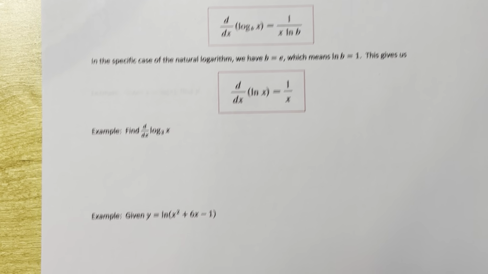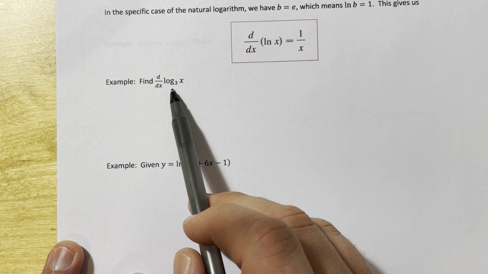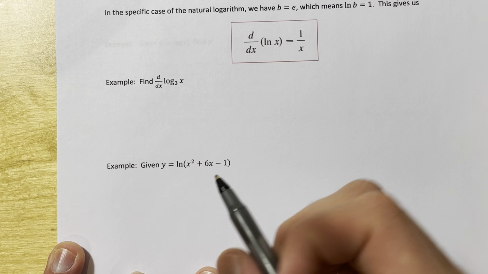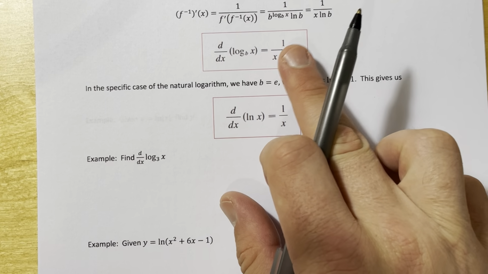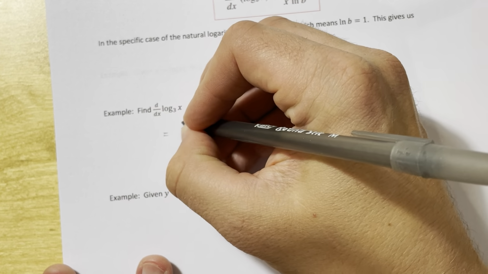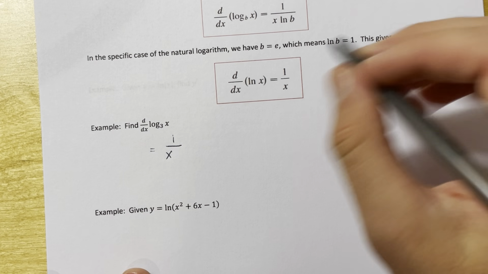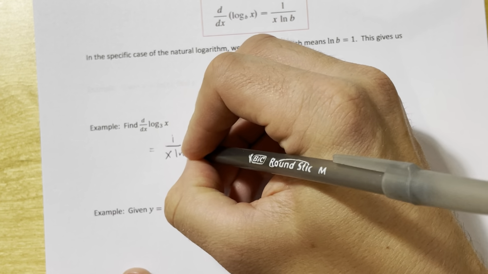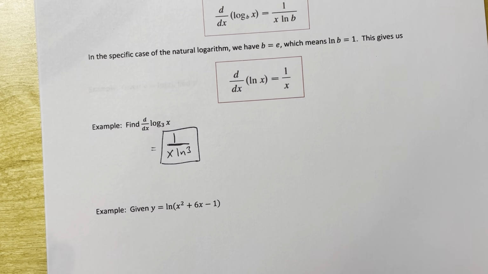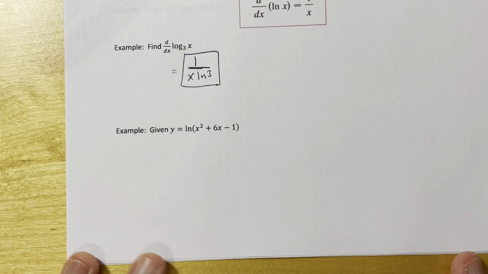Okay, let's do a couple of examples here. I'd like to find the derivative of the log base 3 of x. Okay, this is just a direct application of this formula. So that would equal 1 over x times the natural log of b, which in this case is 3, ln of 3. Okay, pretty much nothing to do there, right? It's just a direct application of that technique. So we want to look at more interesting cases.